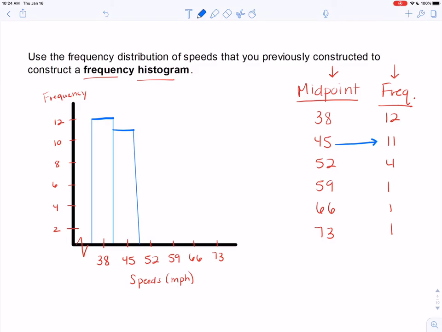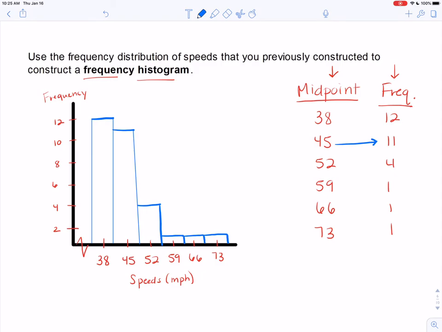And then I'm just going to continue this. I'm going to plot at a midpoint of 52. I'm going to plot a frequency of 4. Again, notice I'm just continuing it from the previous bar. And then the last 3 midpoints are going to be down here with a frequency of 1. And at that point, I have constructed my histogram.